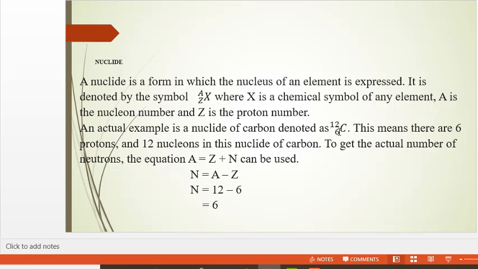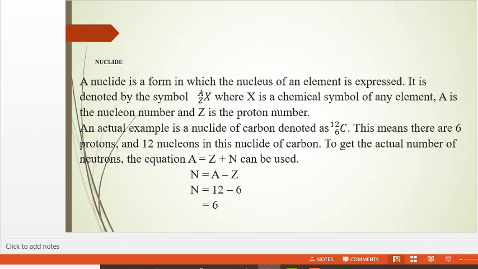So this way of expressing an atom of an element in this form is what we call a nuclide. A nuclide is a form in which the nucleus of an element is expressed, and when it is expressed in this form, it gives us information in terms of the mass number or nucleon number and the atomic number of that particular element. Of course, even the symbol of that element, like in this particular case, the capital letter C stands for the chemical symbol of carbon.